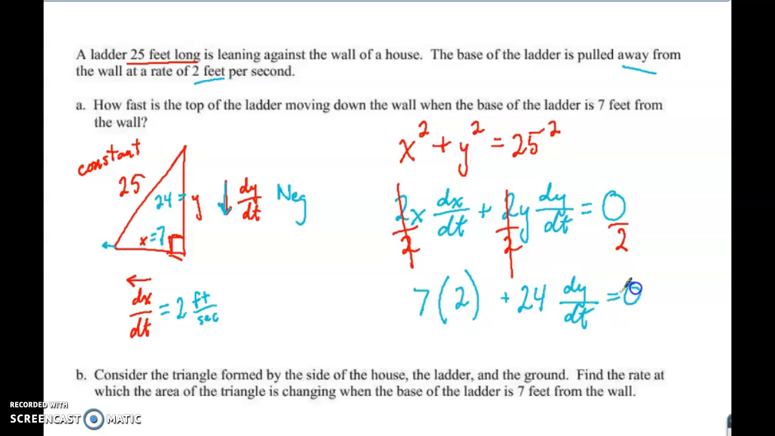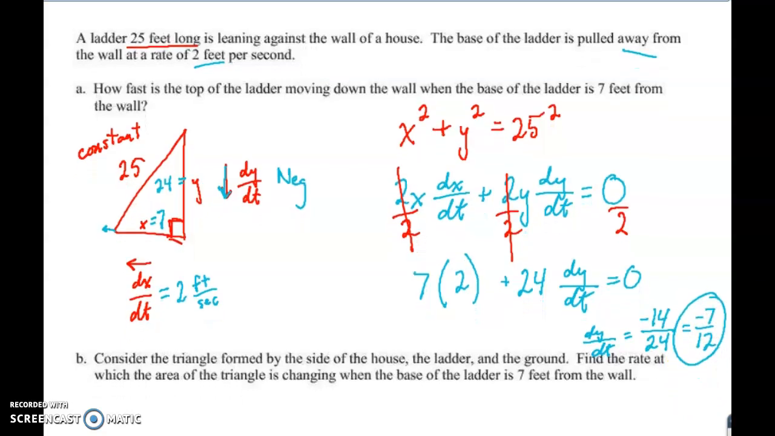So now this is easy math. You can just subtract 14 over and divide by 24. So dy/dt will equal negative 14 over 24. And that could reduce to negative 7 over 12. And again, some teachers make a big fuss over it. I'll just let you know what the units are: feet per second.